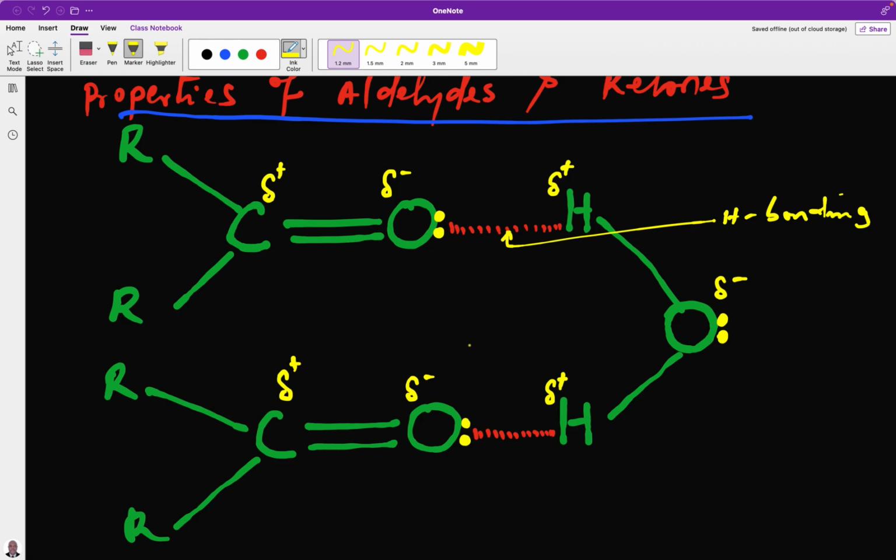Another reason is that as the number of carbon atoms increases, van der Waals forces predominate between the molecules of aldehydes and ketones. So that is the reason that as the molecular mass of aldehydes and ketones increases, van der Waals forces predominate.